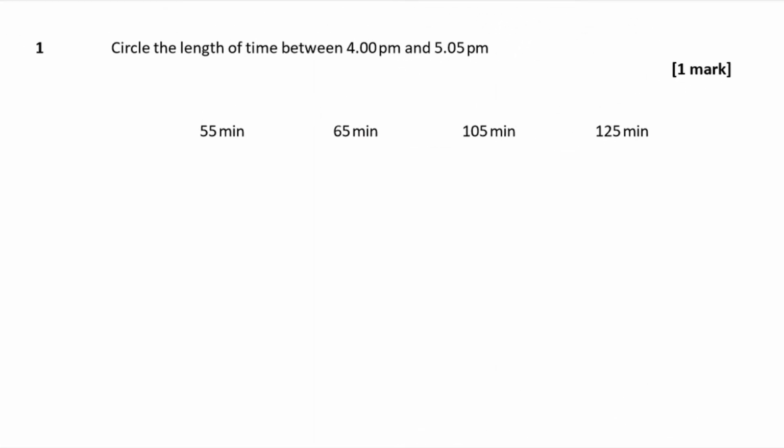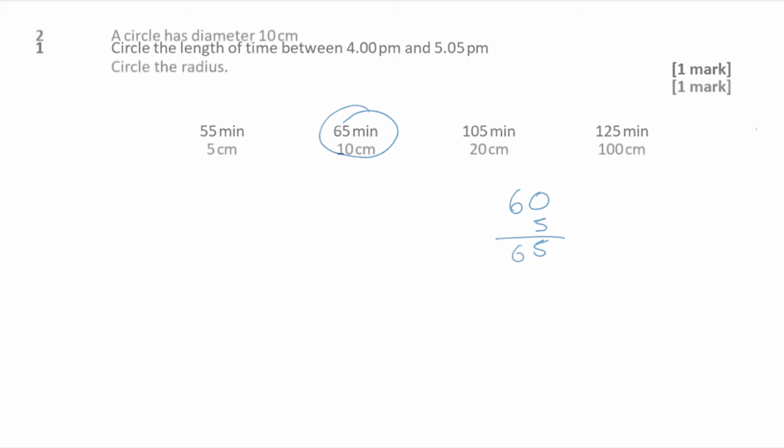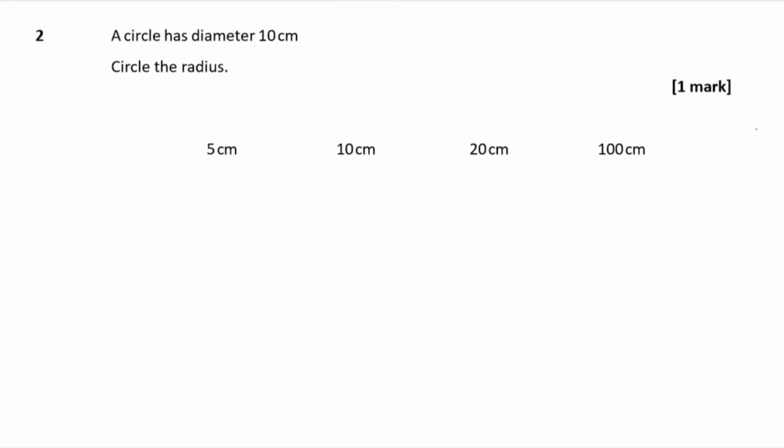Question 1, circle the length of time between 4 p.m. and 5:05 p.m. Well, between 4 and 5 p.m. that's 1 hour, isn't it? And 1 hour is 60 minutes. So between 4 and 5, that's 60 minutes. And then between 5 and 5:05, that's an extra 5 minutes, isn't it? So altogether, that is 65 minutes. It's that one. Question 2, a circle has diameter 10 centimeters.